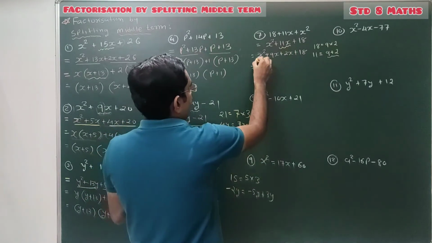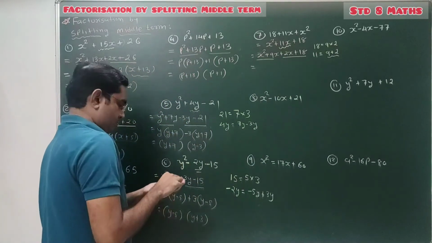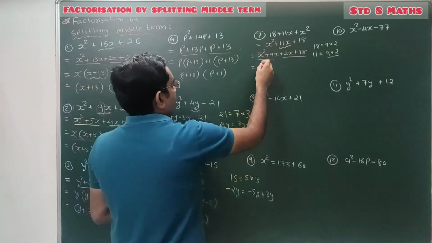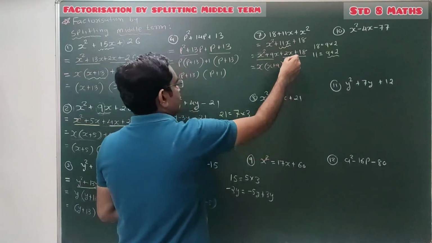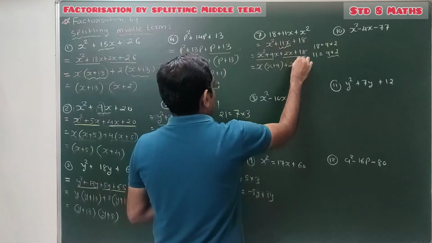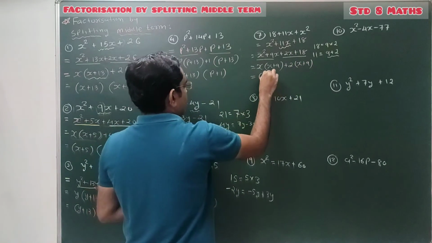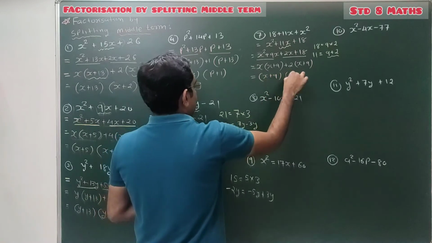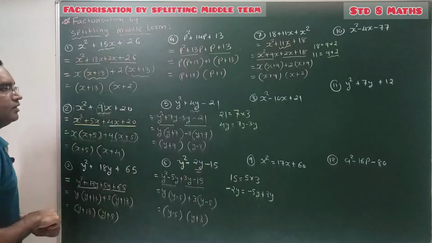Done. Then, taking pairs of two terms. From the first pair, taking x common, we get x plus 9. From the second pair we can take 2 common, so it's also x plus 9. So this is equal to x plus 9 times x plus 2. Done.